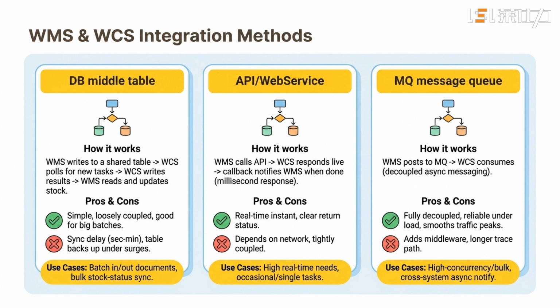On the left, the database middle table. The WMS writes tasks to a shared table. The WCS pulls it on a timer, then writes results back. The advantage is simplicity and loose coupling, good for batch data. The drawback? There's a sync delay, and under a surge the table backs up.